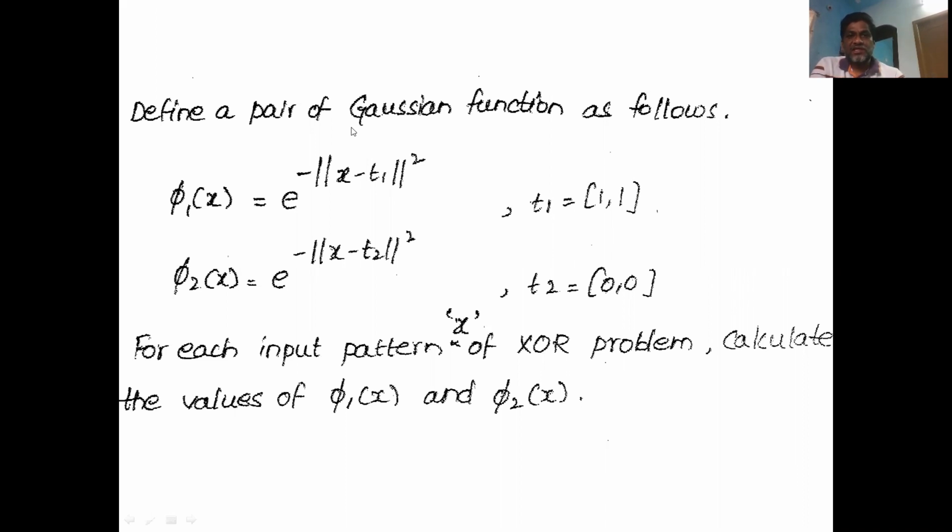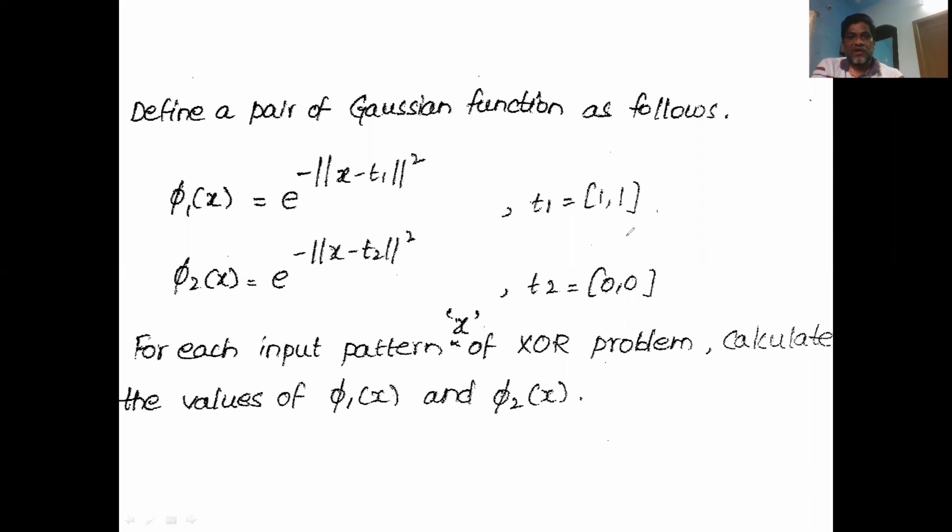Let us say we are considering a Gaussian function here, which is defined like this. Because two classifications are required, I am defining two functions here. Phi1 of x is equal to e power minus norm of x minus t1 whole square, where this t1 is defined as 1 comma 1.